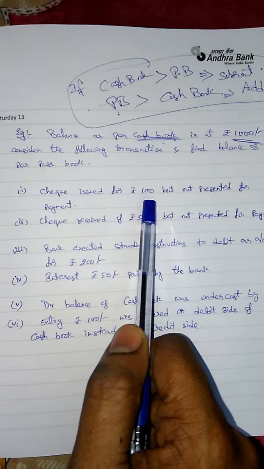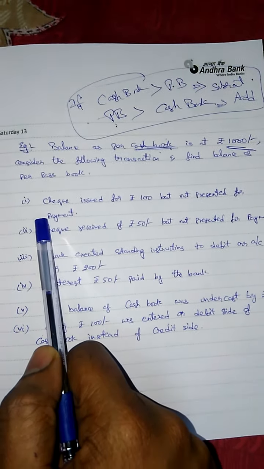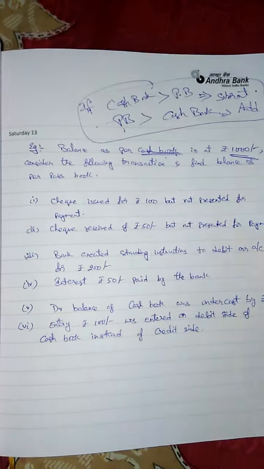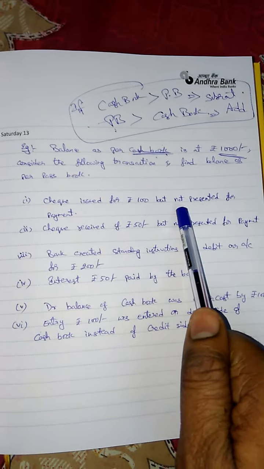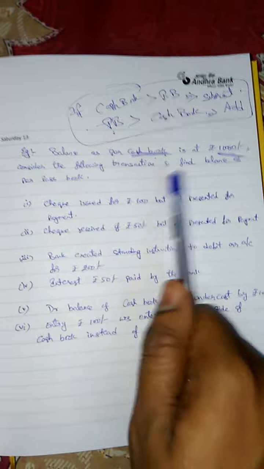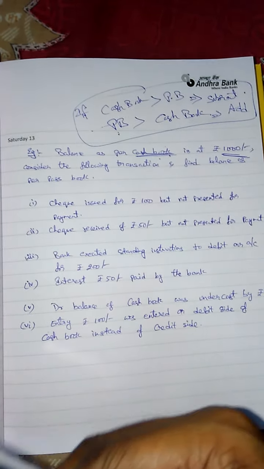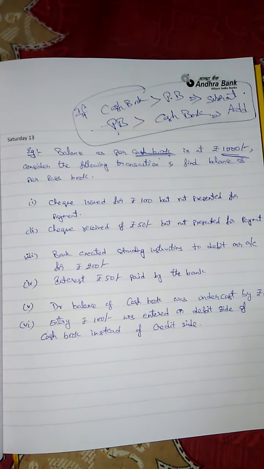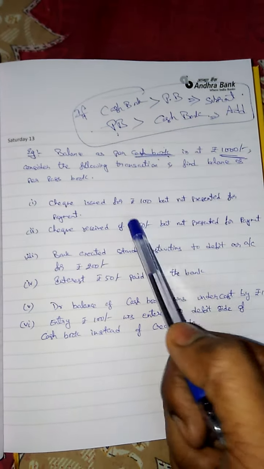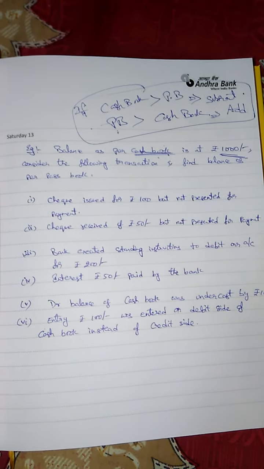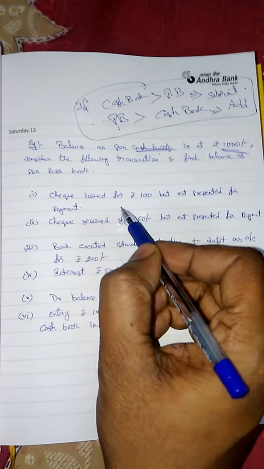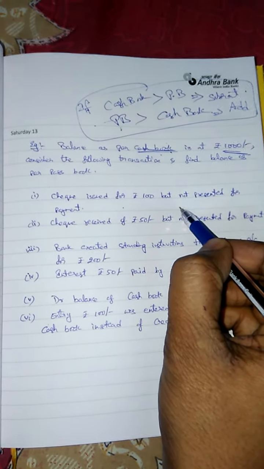See, check issued for ₹100 but not presented for payment. I have issued a check of 100 to my customer, but he has not presented it for payment. As soon as I issue the check, cash is going out, payment is being made. Cash is a real account and the rule is debit what comes in, credit what goes out. Since cash is going out, I'll record this under the credit side of my cash book, whereas since it is not yet presented for payment, the entry in the passbook will not be done.